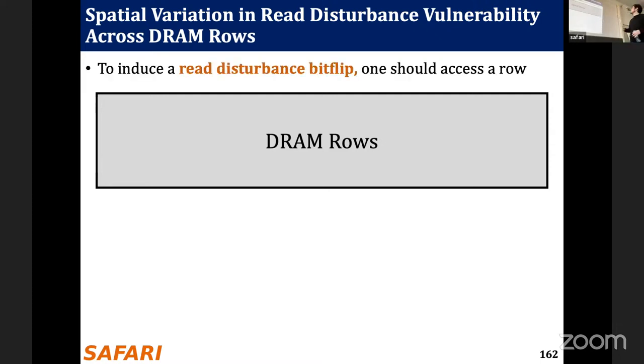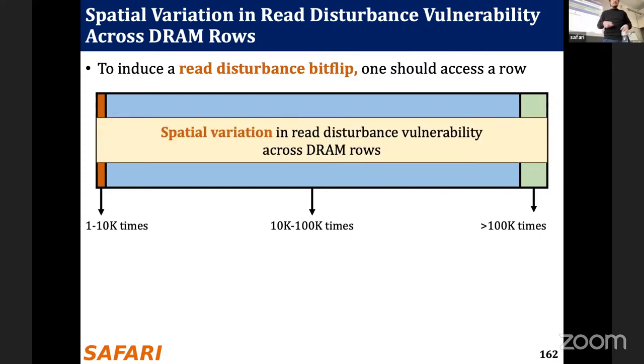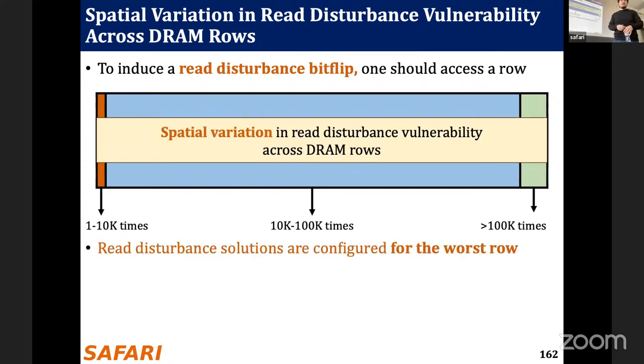To induce a RowHammer bit flip, you should access one row. For some rows, it will be 1 to 10,000 times. For the majority of rows, it will be in the range of 10,000 to 100,000. And for some very resilient rows, it will be about 100,000 times. So there's spatial variation in the vulnerability. But today, we configure the read disturbance solutions for the worst row.